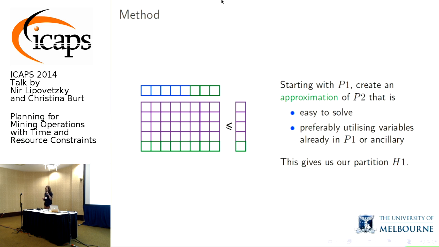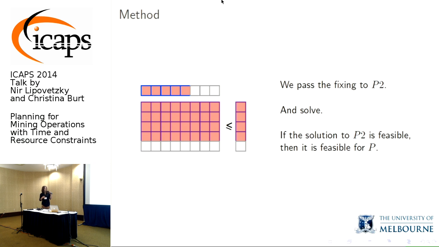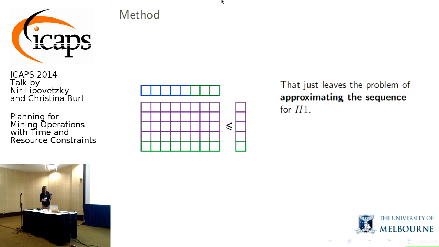This gives us our new partition H1. We solve that partition. We fix all of the variables from the first partition and pass that to the second partition and solve that one. So that will give us a feasible solution. It's guaranteed to give us a feasible solution for the problem. So this just leaves us with the problem of knowing how we approximate the sequence for H1.